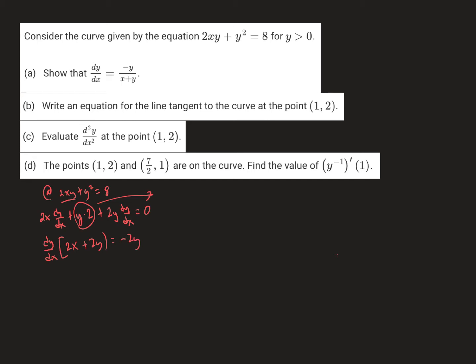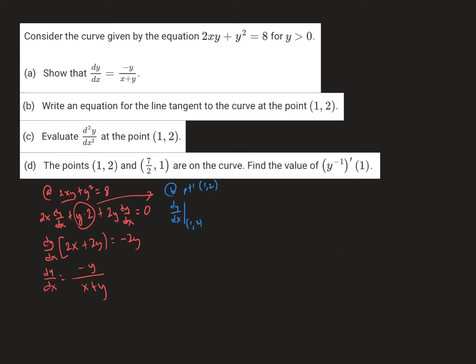Divide both sides by 2x plus 2y. And then I could pull a 2 out of all those and cancel. And there's part A. Part B says write an equation for a line tangent to the curve at the point 1, 2. So we know we have a point 1, 2. We need a slope. Well, that's what we just found, dy dx.